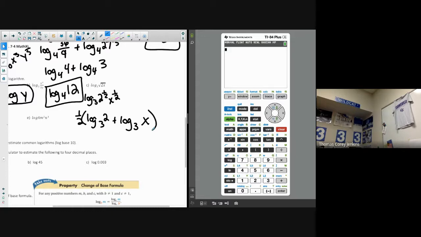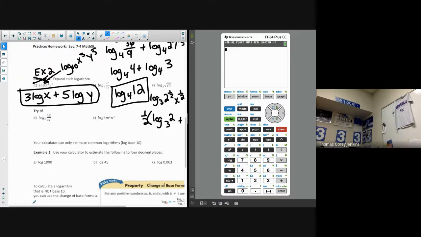All right, so we've expanded that one as much as we could. You could write 1/2 times log base 3 of 2 plus 1/2 times log base 3 of x as well, okay? And I think I wanted to show maybe one more of these. Let's look at E.